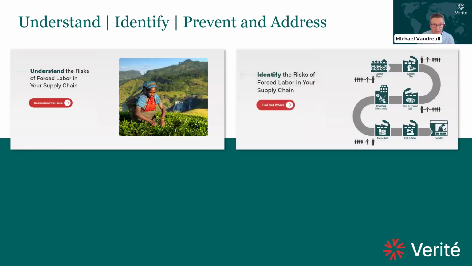The identify pillar, through the use of visual maps, helps the user identify where forced labor risks are by industry, by commodity, and source country. And again, the information on this site comes from a number of different locations, such as the annual TIP report from the Department of State, from the Department of Labor lists of goods produced with forced child labor, and of course from Verité's research and field experience.